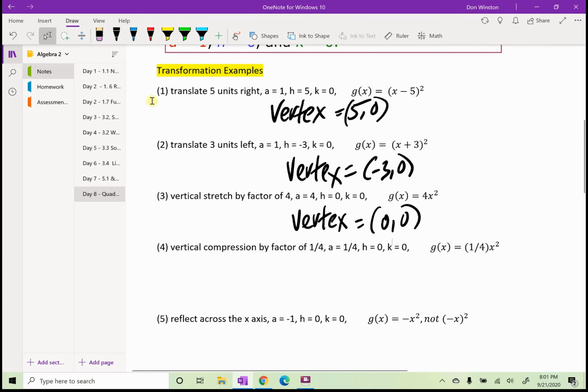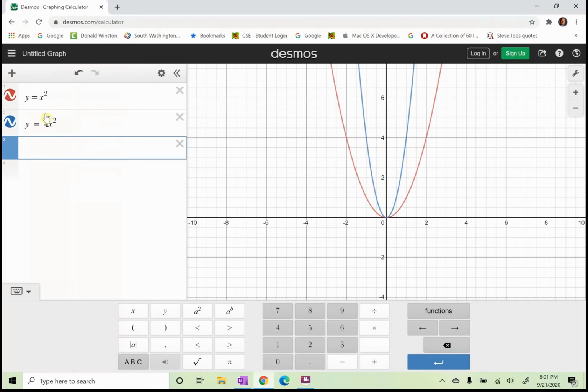Let's look at the next one. Here we're going to do a vertical compression by a factor of a fourth. So A will equal 1/4. H is still going to equal 0, and K will equal 0. So I'll go back out there, and this will be a vertical compression. You'll see it will look like we took that graph and we compressed it down.